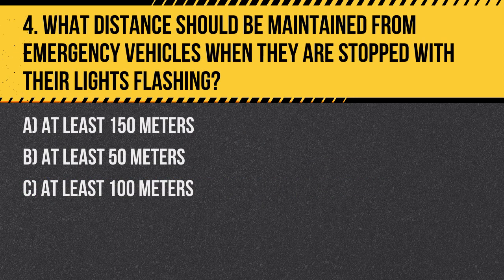Question 4. What distance should be maintained from emergency vehicles when they are stopped with their lights flashing? A. At least 150 meters. B. At least 50 meters. C. At least 100 meters.